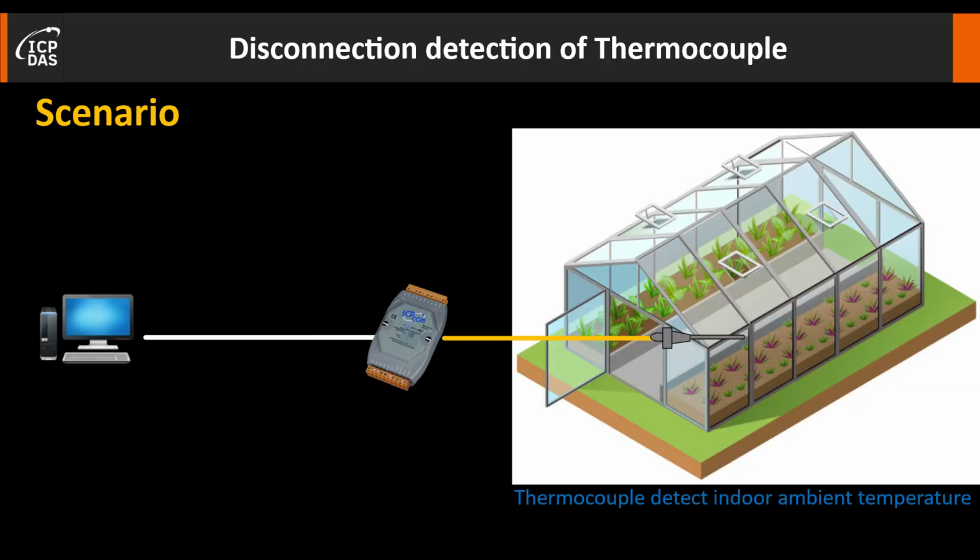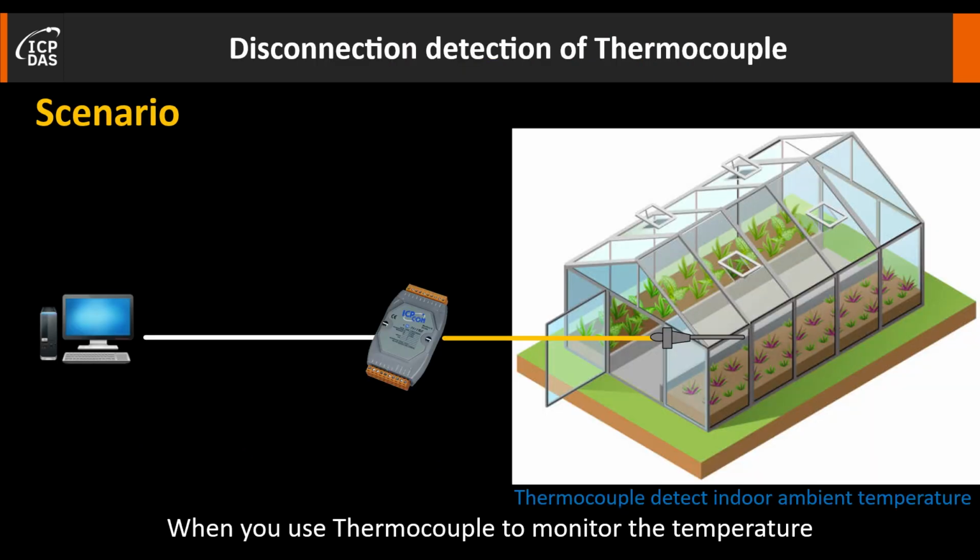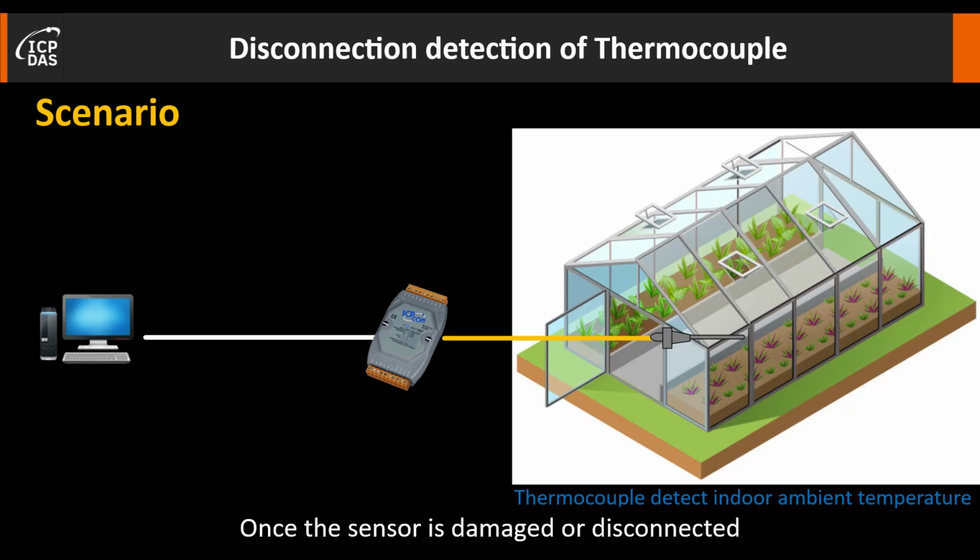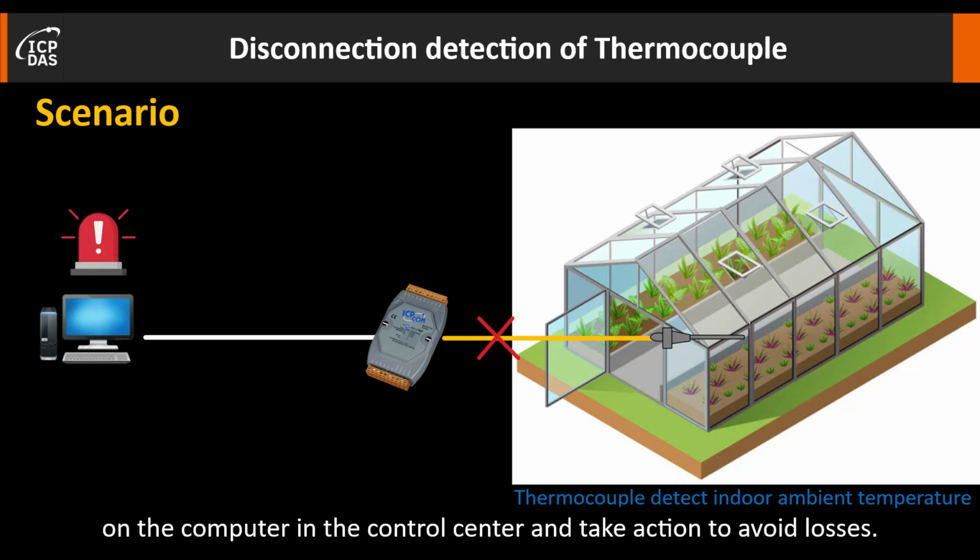Disconnection detection of thermocouple. When you use a thermocouple to monitor the temperature of the plant growth environment in the greenhouse, once the sensor is damaged or disconnected, you can immediately know of the abnormality on the computer in the control center and take action to avoid losses.